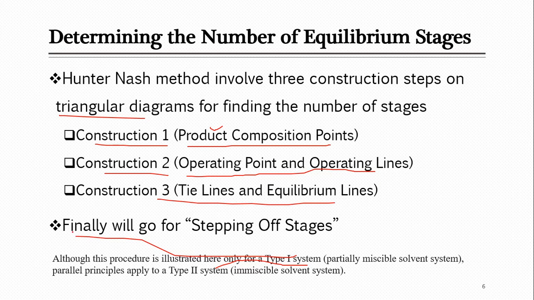Although this method which we are going to discuss will involve all these 4 steps, at the end you will get the number of stages for any liquid extraction system. Though we are going to use a diagram representative of type 1 systems, the same method can be adopted for type 2 systems. You remember that type 2 ternary diagrams are a bit different, but you can adopt all these steps and finally reach the number of stages required for any immiscible solvent system.